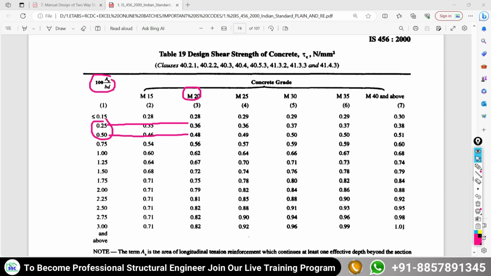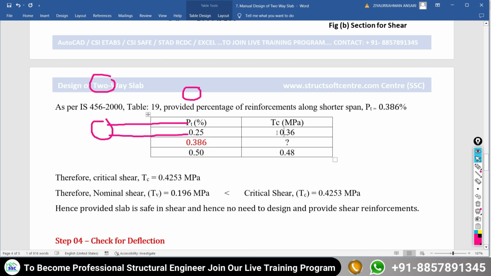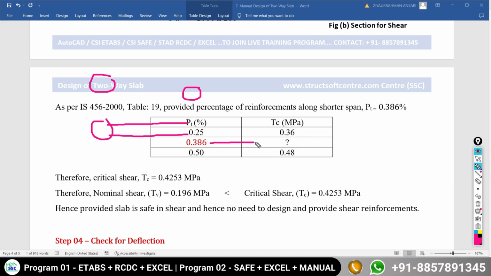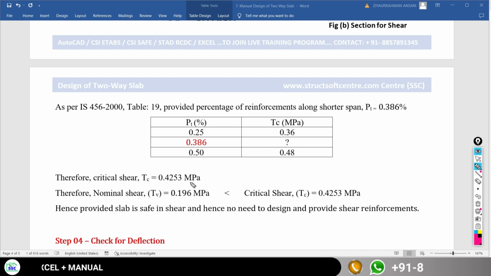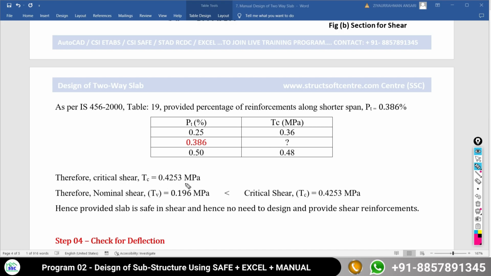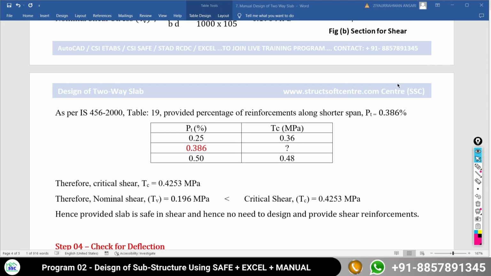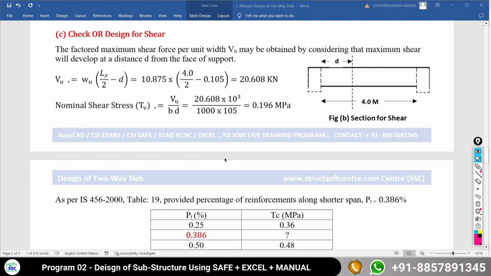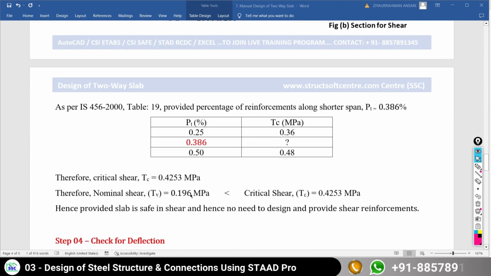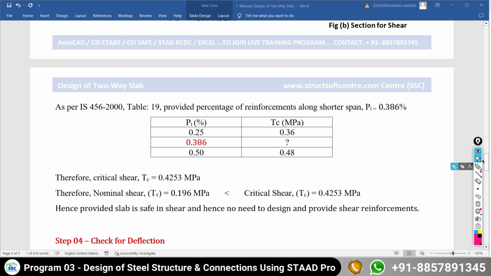So we have to do the linear interpolation. I am going to put the values here. We have to calculate the value for this 0.386. After doing the linear interpolation, we are getting the critical shear resisting capacity of this particular section as 0.4253 Newton per mm square, or MPa. The nominal shear that is going to be developed at this particular section due to loading is actually 0.196, which is less than the critical capacity. Means the permissible capacity is what?